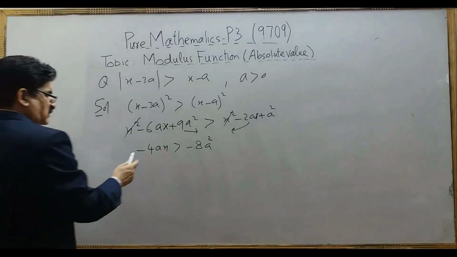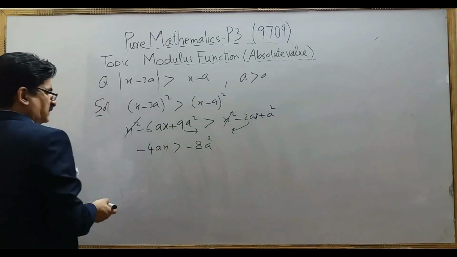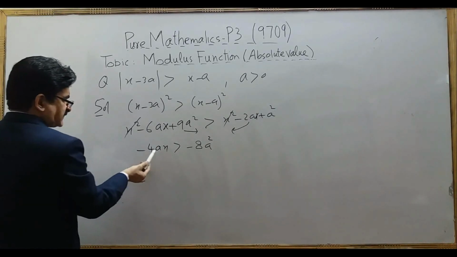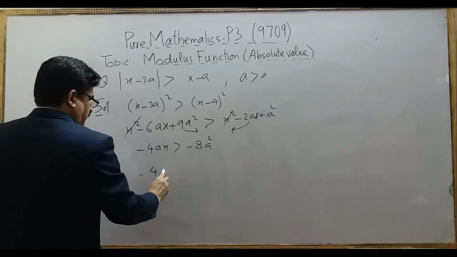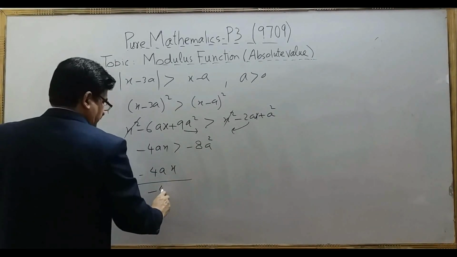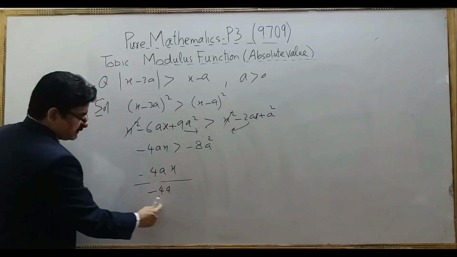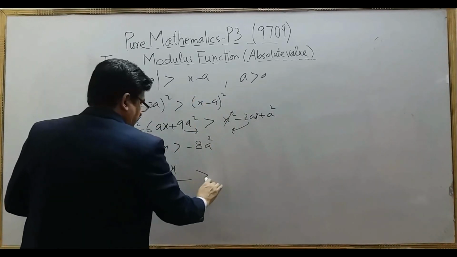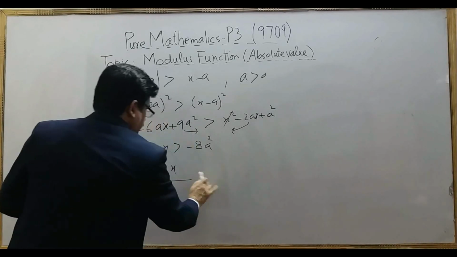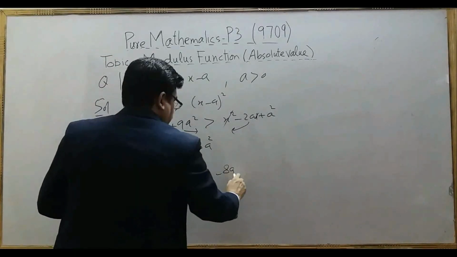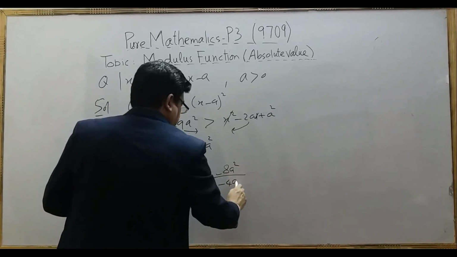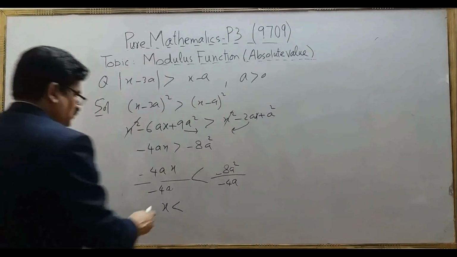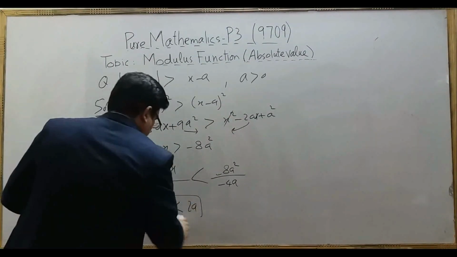Here we have a very important point, because this a is basically positive. So if a is positive, positive into negative is negative. So if we divide both sides by minus 4a, basically you are dividing by a negative number, because a is positive as given in the question. So inequality will be reversed. So you will write here less than minus 8a square divided by minus 4a. So x is less than 2a. This is your final answer.